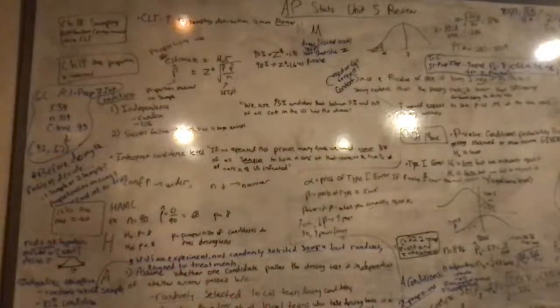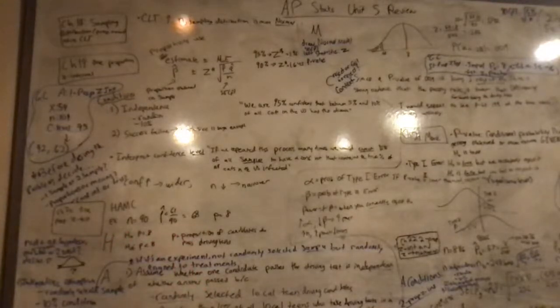Okay, now Chapter 20, 1 proportion z, interpreting the confidence interval. An example is: we are 95% confident that between 5% and 10% of all cats in the US have the disease. So you're saying you're 95% confident that the confidence interval captures the true proportion of the whole population. In this example, all the cats in the US is the population.